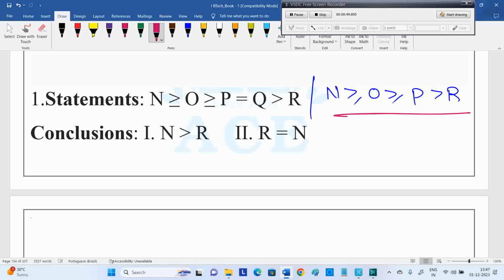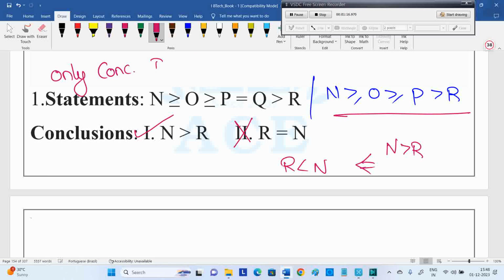Is there any common symbol throughout the path? Greater. So N greater than R. So the first one is definitely true. Conclusion one is definitely true. Now N greater than R, what is the reverse of that? If you write it back to front, R less than N. R equal to N is wrong. So your answer should be only conclusion 1 follows.